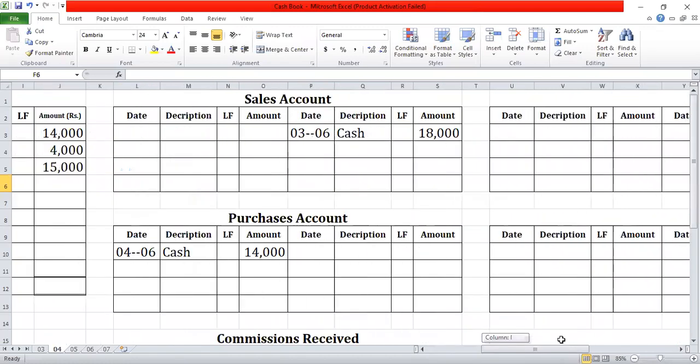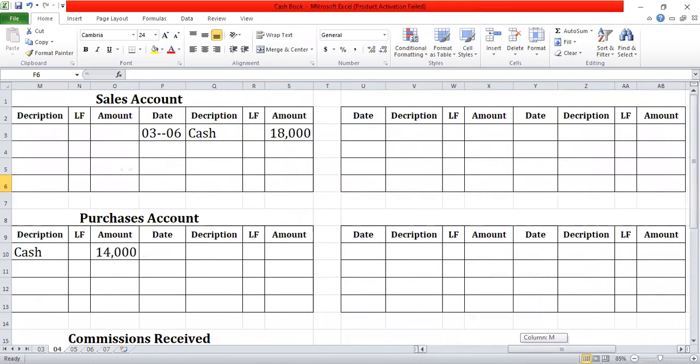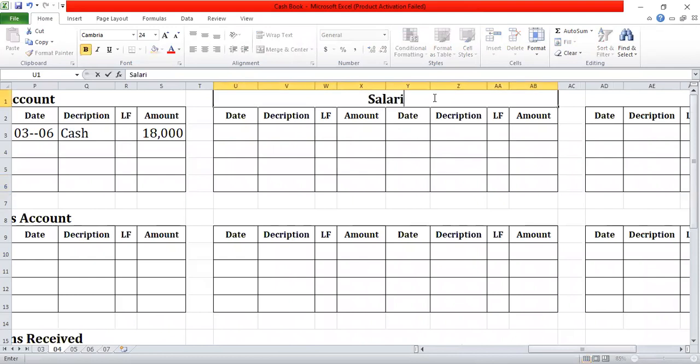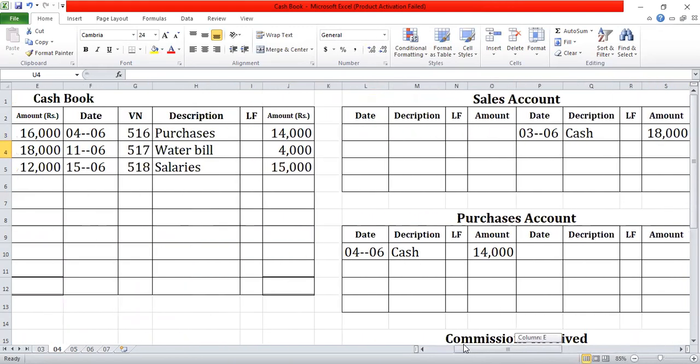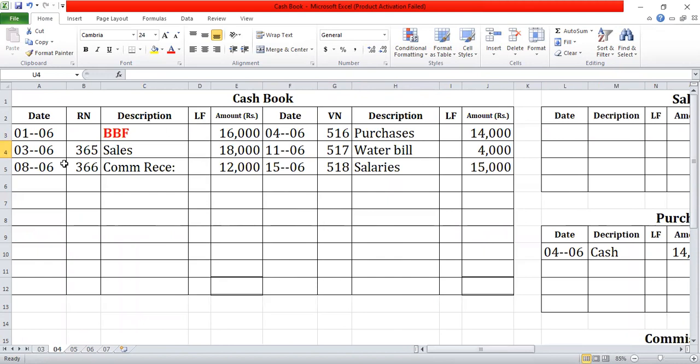And open another account for salaries. Recognition of the double entry. Salaries account, expense. 15th June, salaries paid in cash. Write the name of the opposite account in the description column, and the amount is 15,000. So far, for every single transaction, I have recorded a debit entry and a corresponding credit entry.